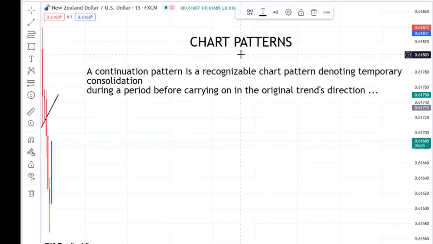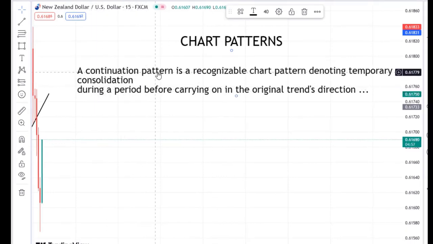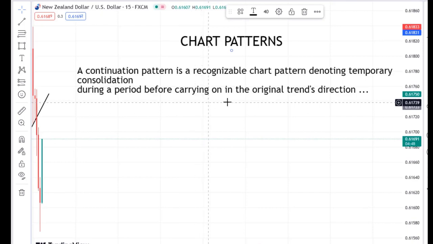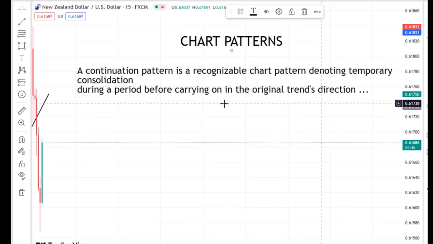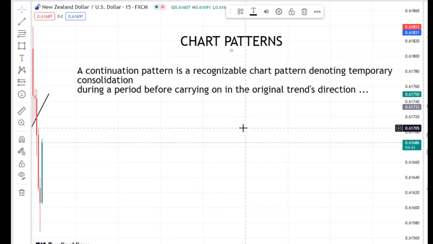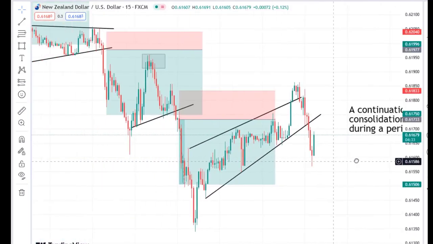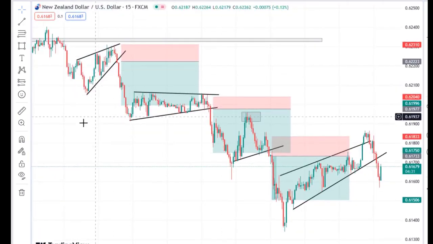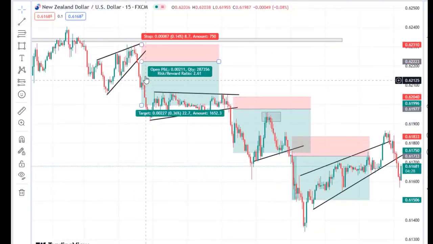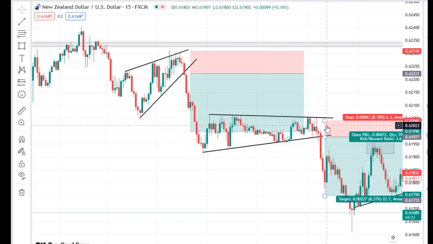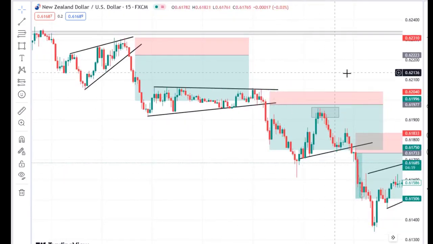Talking about what? Continuation chart patterns. What are they? A continuation pattern is a recognizable chart pattern denoting temporary consolidation during a period before carrying on in the original trend's direction. So it's a temporary consolidation within a particular period of time before carrying on with the continuation of the trend. If you look at price here, you will see that basically we had a downtrending market. And you see that there is a temporary consolidation after a strong down move, before it carries on. That is what we call a continuation chart pattern, right?